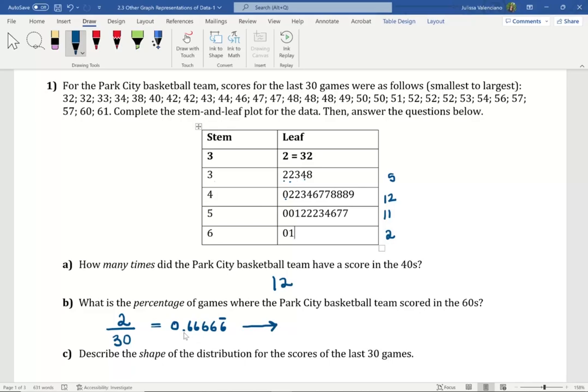You can also move the decimal value to the right twice to get 66.666 repeating. Okay. Now we're not being told how to round. When we're not being told how to round, we're going to round to 2 decimal places. So this percentage is equivalent to 66.67. We're looking at the hundredths place value.